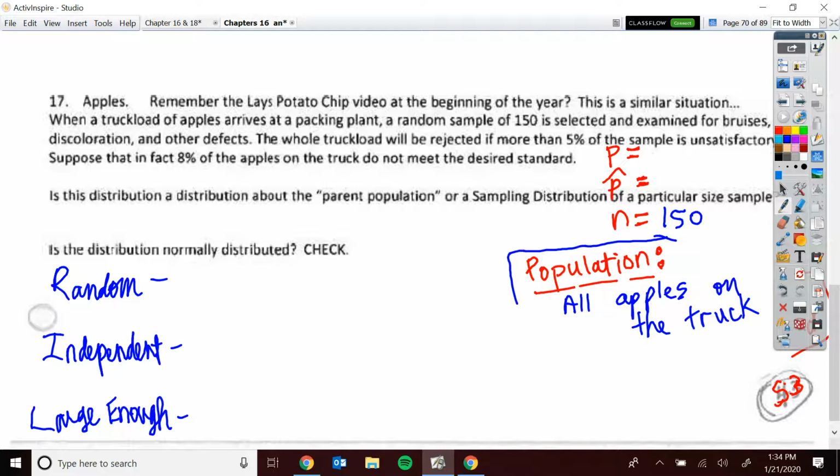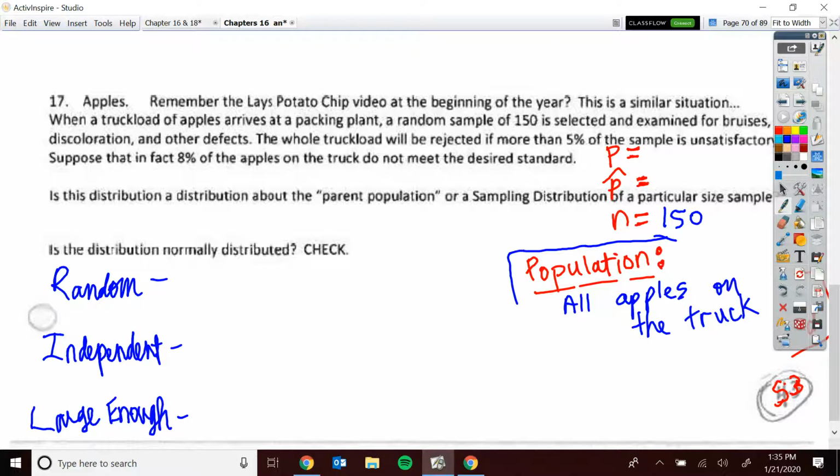Okay? All right. Now here's the catch. What is the population proportion of apples that do not meet the desired standard? Is it 0.05 or 0.08? Discuss amongst yourselves. I hear both answers. Which is the population proportion of apples that don't meet the desired standard? I still hear both answers. Okay, so what are we going to say? Everybody call it out. Ready, go.